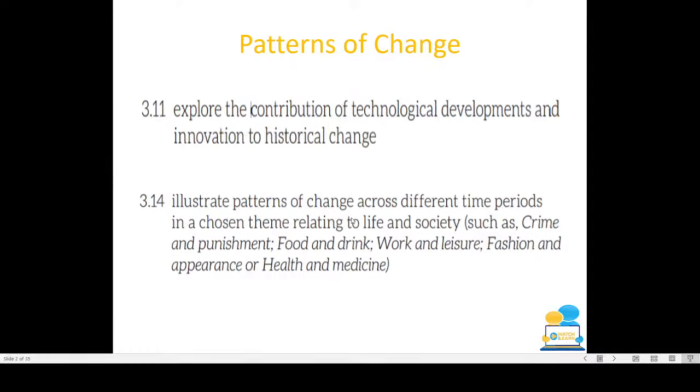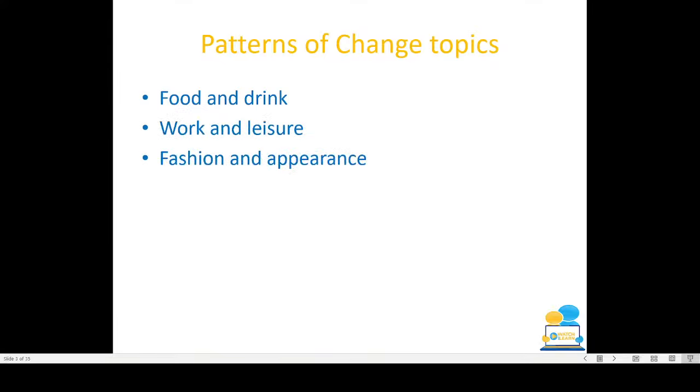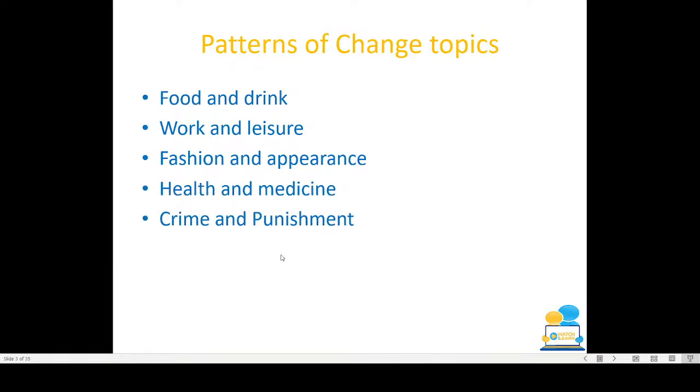So it's to illustrate the patterns of change. And we're going to look at some different time periods throughout this hour. So what we're going to focus on is crime and punishment. There are different topics you can focus on, so some of you in your classes with your teachers may be looking at different ones. So there's food and drink, work and leisure, fashion and appearance, health and medicine, and then finally crime and punishment. You might not be doing crime and punishment in your class with your own teachers. You might be doing one of these other four topics, but this is the one we're going to focus on today.